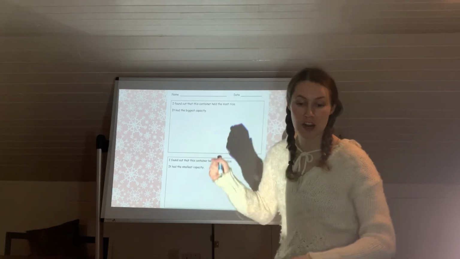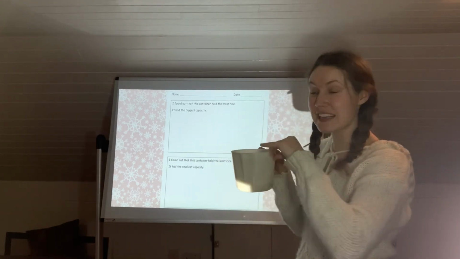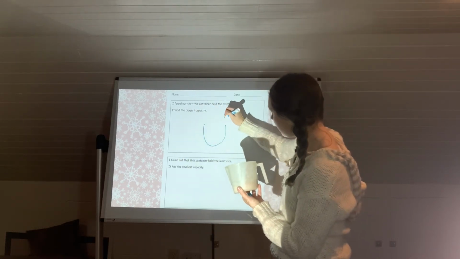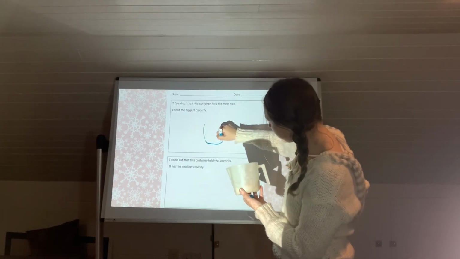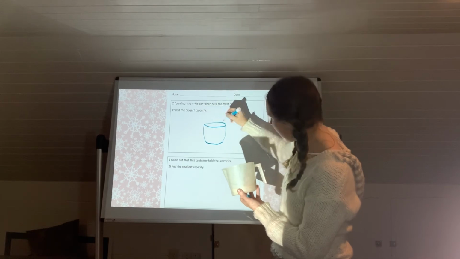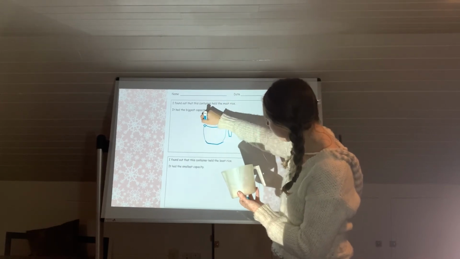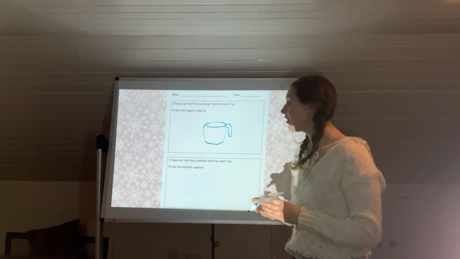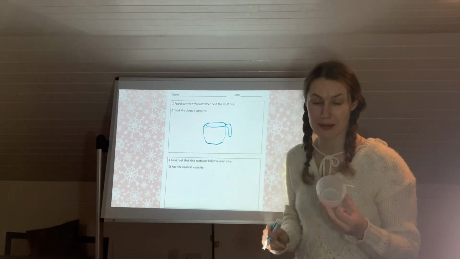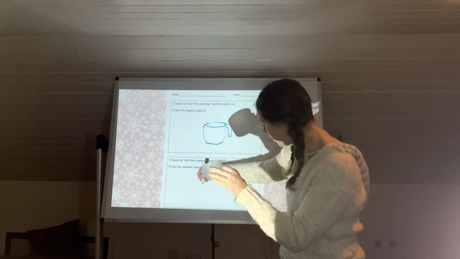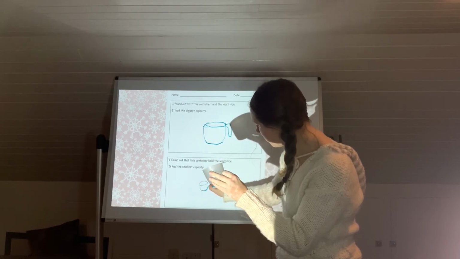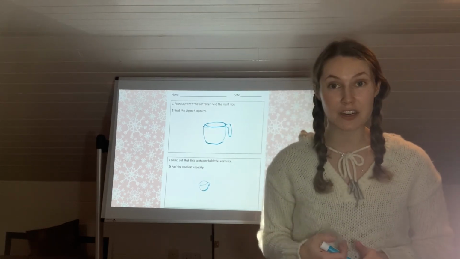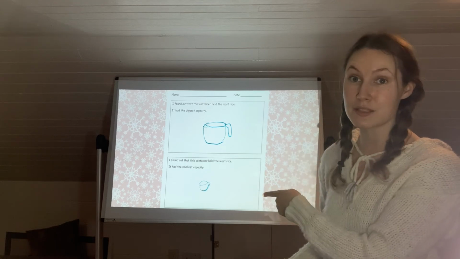So I'm going to draw a picture of my biggest container, the one that has the largest capacity. So I'm just going to draw what it looks like here. It's kind of a cylinder shape. It's round at the top, and then it has a handle here. And it has a little part for pouring. And then it says, I found that this container held the least rice. It has the smallest capacity. So now I'm going to draw what my little container looks like. So just a little one. So that's the difference between my containers. I drew my container with the biggest capacity and the smallest capacity.